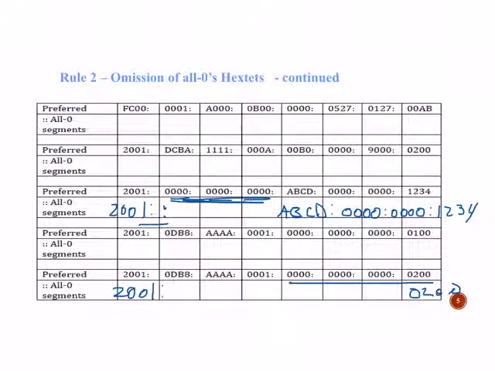2001 colon 0DB8 colon AAAA, colon 0001 colon 0200.